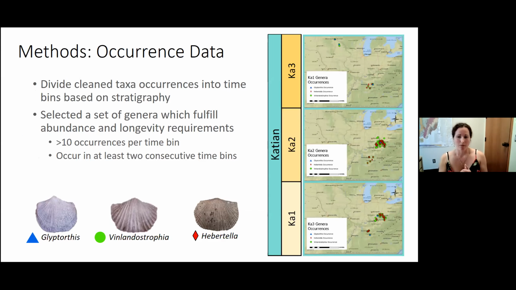So once I had my occurrence points compiled, sorted, and cleaned, I was able to separate them into time bins no greater than stage level. I then selected genera to use for modeling based on whether or not they had at least 10 occurrences per time bin for at least 2 consecutive time bins. And this is just an example of 3 genera that I've plotted into the first 3 stage slices of the Katian.